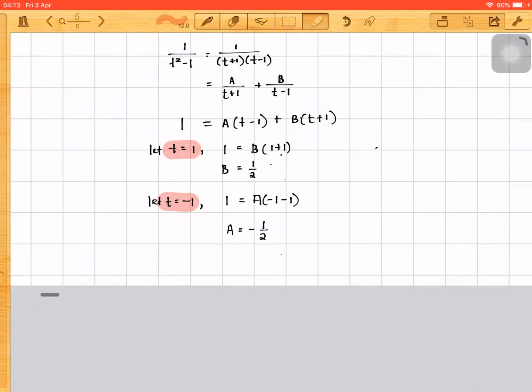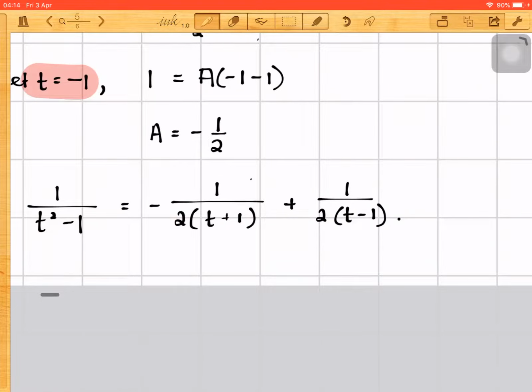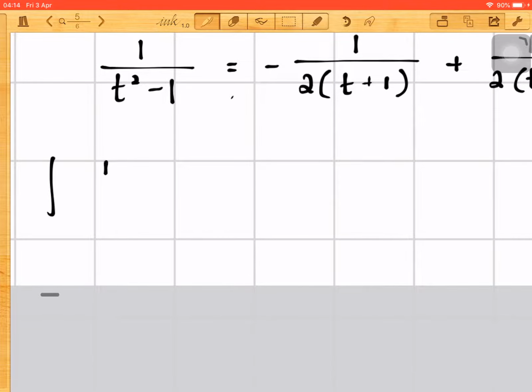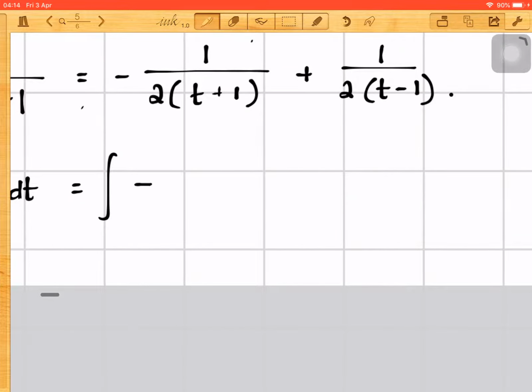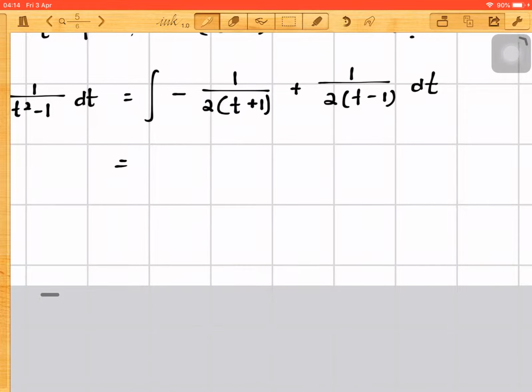So put it back into this part. You will have 1 over t squared minus 1 equals negative 1 over 2 times 1 over t plus 1, plus 1 over 2 times 1 over t minus 1. Don't forget that actually we're looking for the integration. So the integral of 1 over t squared minus 1 dt, I'm just going to copy everything exactly the same again. So it's negative 1 over 2 times 1 over t plus 1 plus 1 over 2 times 1 over t minus 1 dt. Since this is linear and this is linear, you can use the formula.